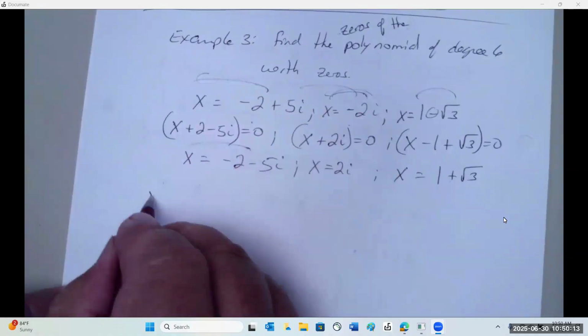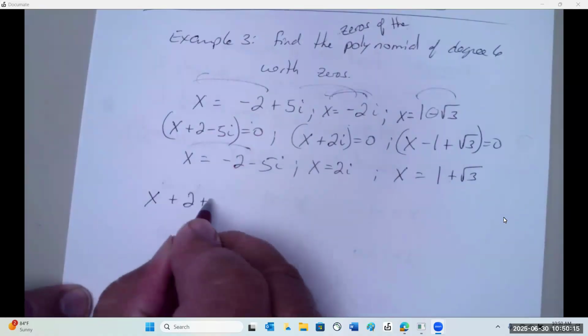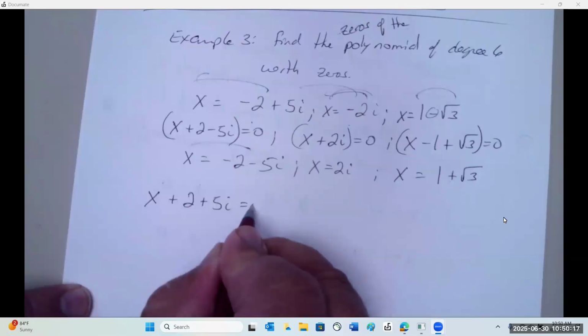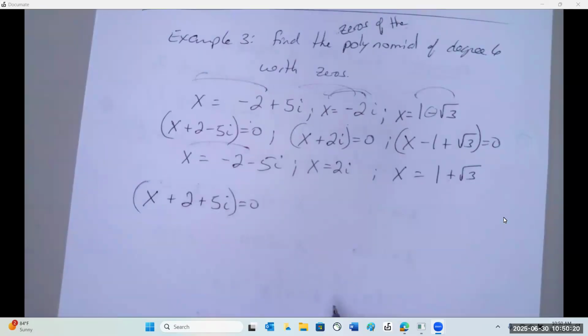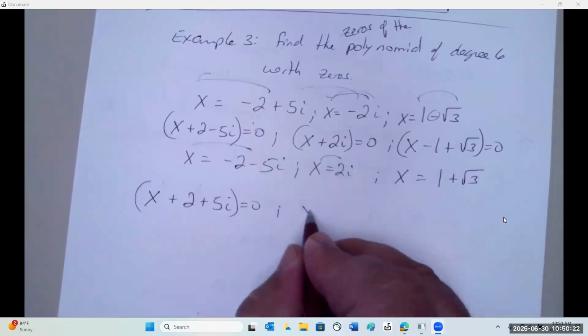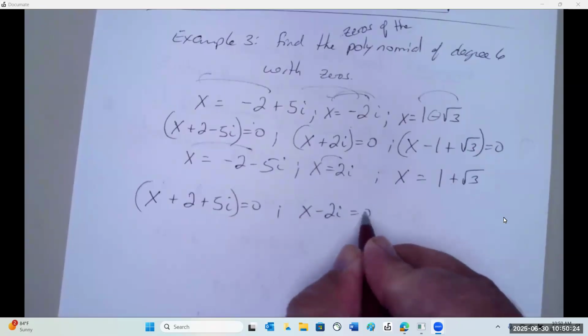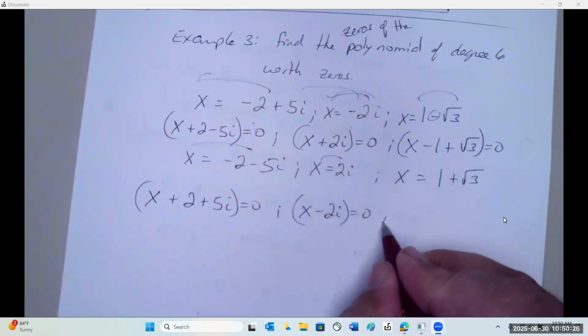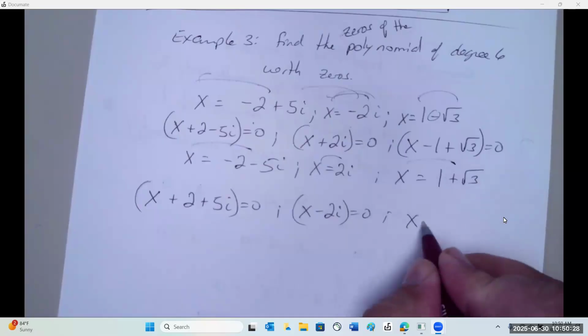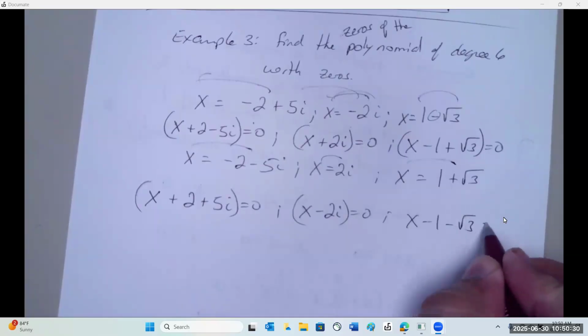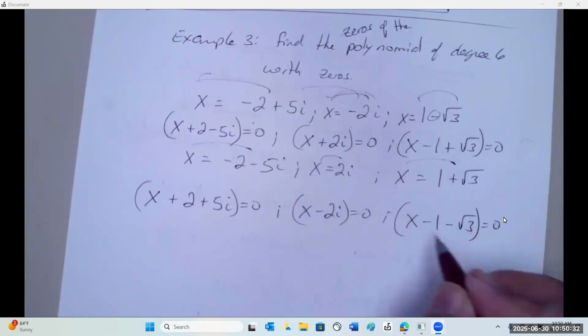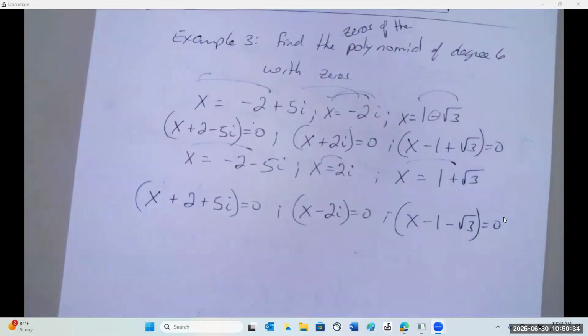And do the same for this. We have x plus 2 plus 5i equals 0. Move this over, so it's x minus 2i equals 0. X minus 1 minus radical 3 equals 0. So what did I do? For all of these, what did I do when I moved them over? Just change the signs.